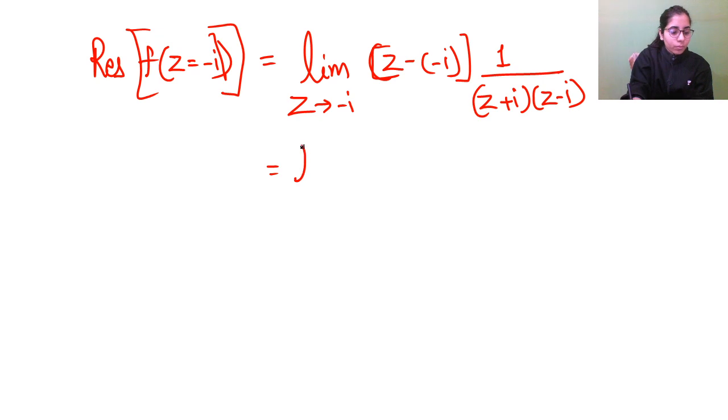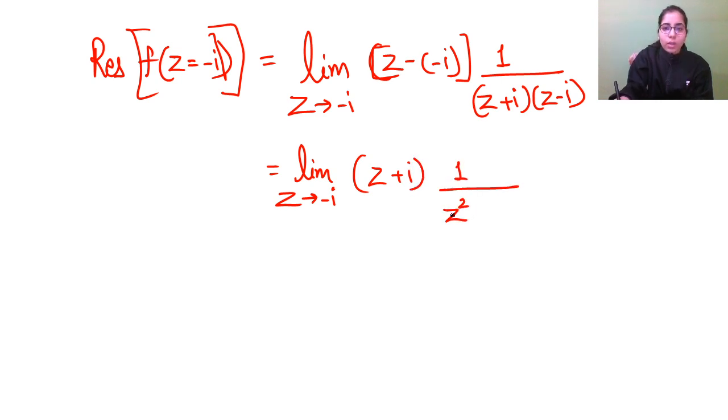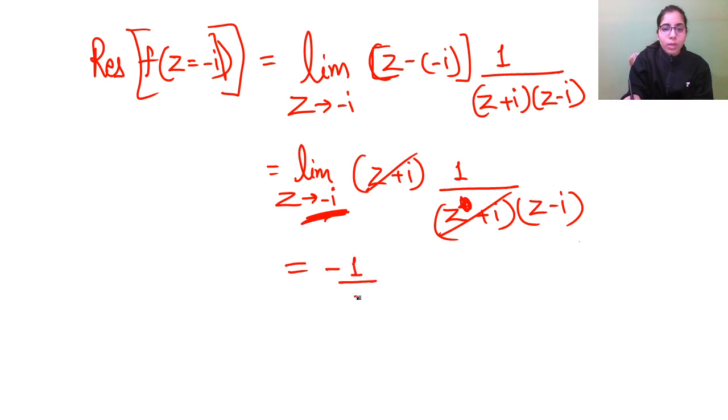Then we have 1 upon (z plus iota). I don't need to write it after simplifying. So z plus iota into z minus iota, it will get cancelled out. When you put z equal to minus iota in the limit, you will get minus 1 upon 2 iota. Clear? Because minus iota will give us minus 1 upon 2 iota. Clear? Next, this is the residue.